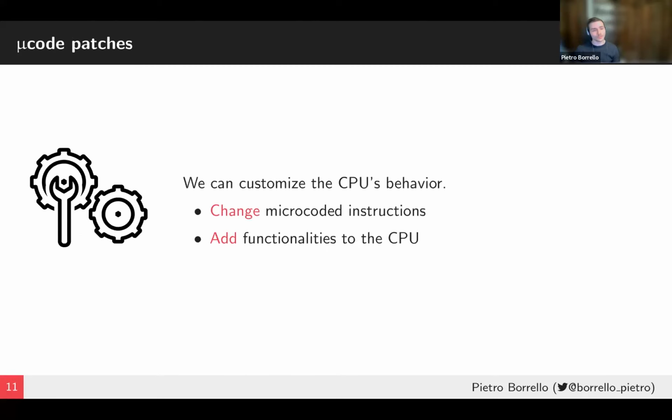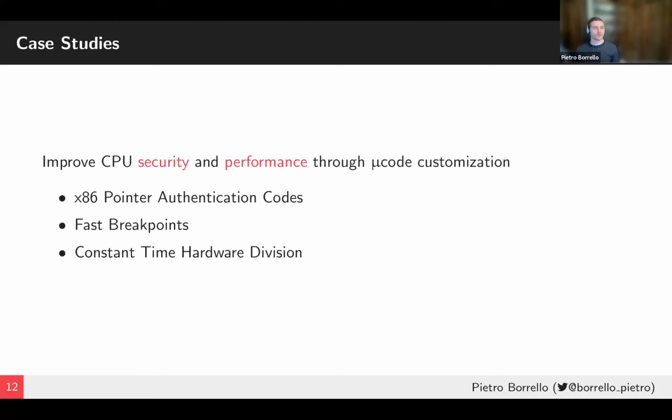So with microcode patches, we can fully customize the CPU behavior. So for example, you can change microcode instructions or even add novel functionalities to the CPU itself. In our paper, we show how you can use our framework both to improve the security and the performance of our CPUs through microcode customization. So for example, we provide the first implementation of pointer authentication codes in the x86 world.